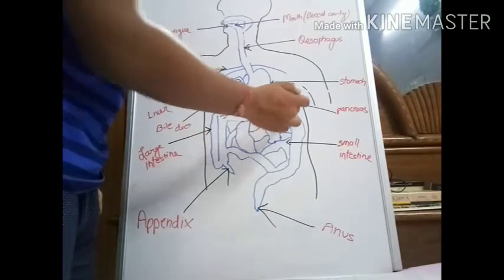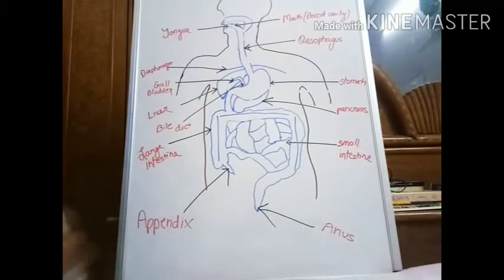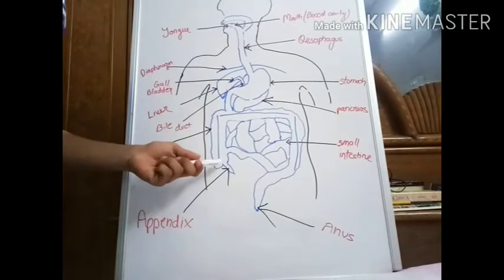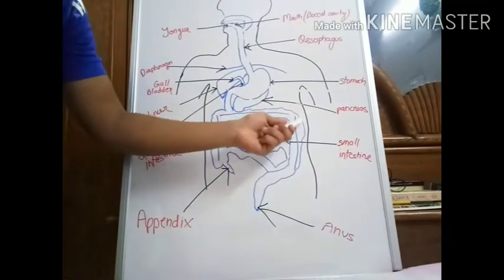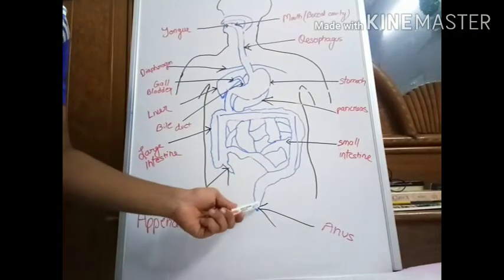This is the middle colon, and this is the descending colon. The large intestine has three parts: the ascending colon, the middle colon, and the descending colon, which is then followed by the anus, and the food goes out.